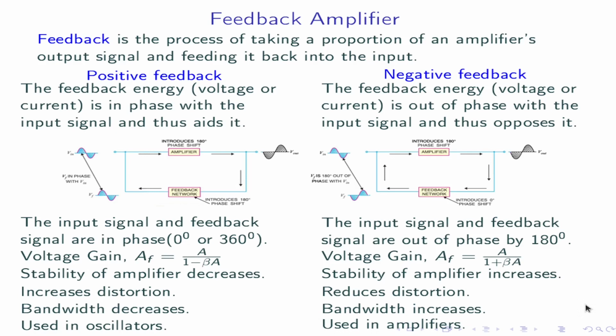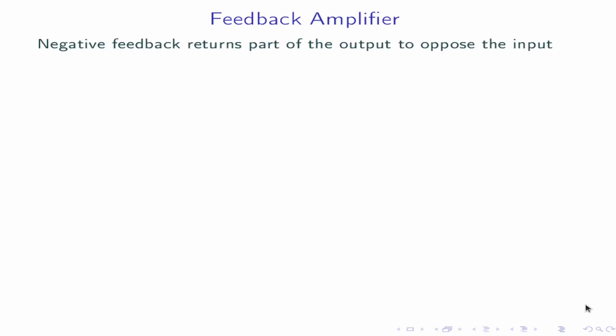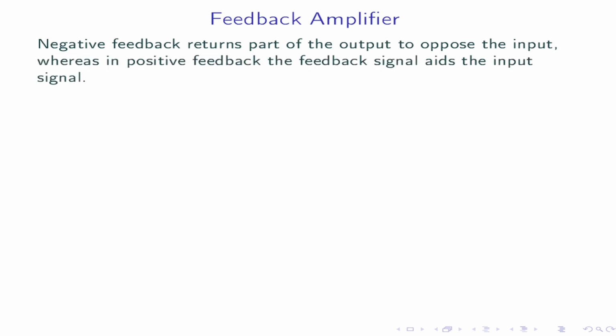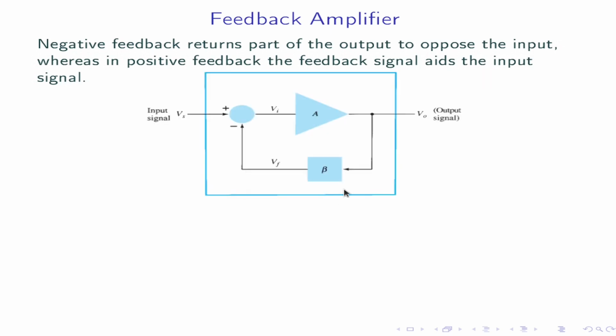Now we are focusing more on negative feedback. Negative feedback returns part of the output to oppose the input, whereas in positive feedback, the feedback signal aids the input signal. This is a feedback amplifier with feedback fraction beta, feedback voltage Vf. Vs is the input signal and Vo is the output signal. If Vf equals 0, there is no feedback. Therefore, gain is equal to Vo by Vs, that is equal to Vo by Vi.